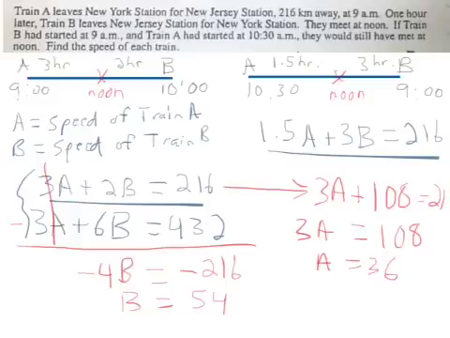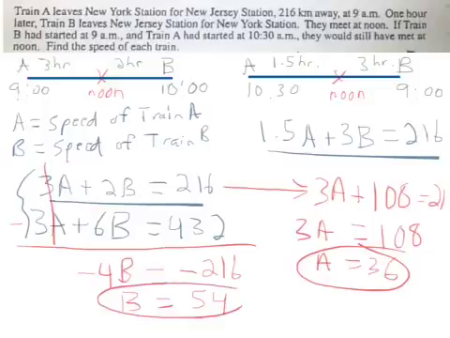So A, the speed of train A, is 36 kilometers per hour, and then the speed of train B is going to be 54 kilometers per hour, and that is my final answer.